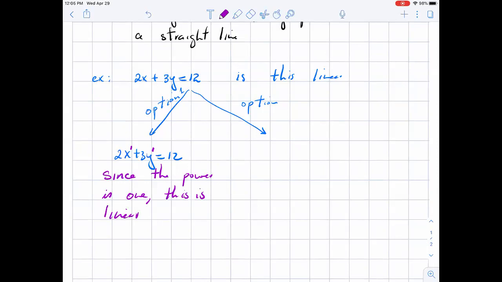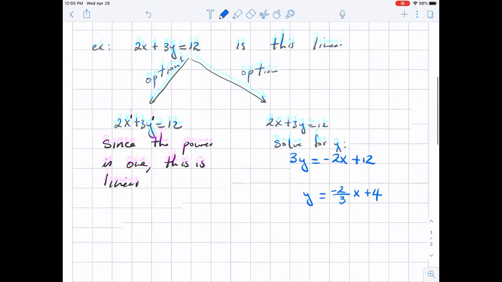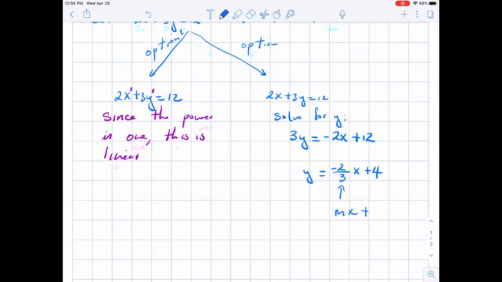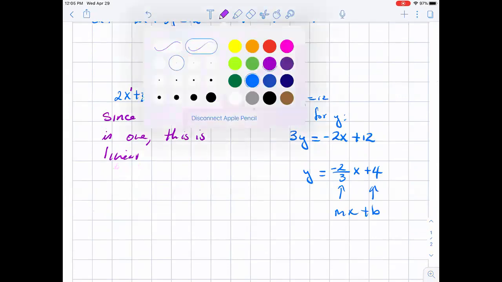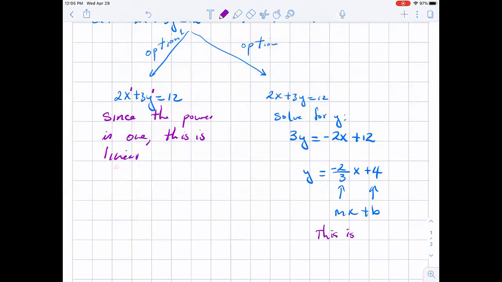Okay? Option 2, solve for y. If we solve for y, we have 3y is equal to minus 2x plus 12. So y is equal to minus 2 over 3 x plus 4. Now, this is your mx plus b, isn't it? So this is linear, okay? So by looking at equations, you can tell whether they're linear or not.